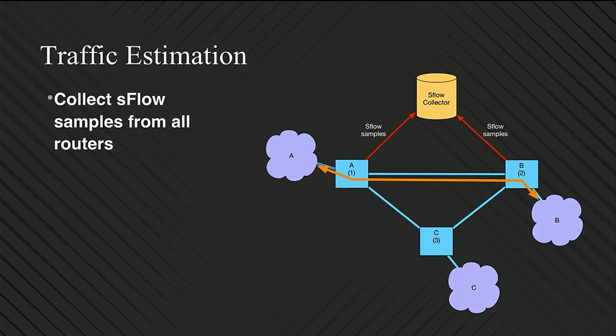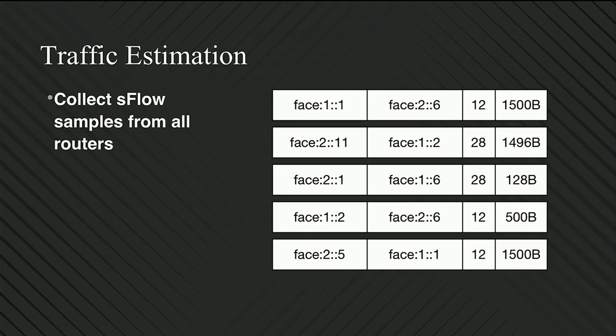So how do we do traffic estimation? This is done through S-flow. We have an S-flow collector which collects S-flow from all routers. In this example, we have bidirectional traffic between data center A and B. And S-flow samples are generated at routers A and B. An S-flow sample contains the IP header of the original packet, and it also contains other information like source and destination interfaces. Here's an example of 5 S-flow records.